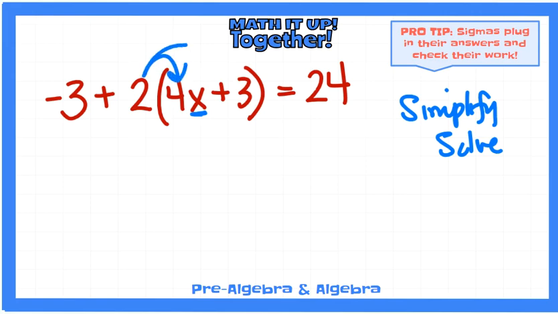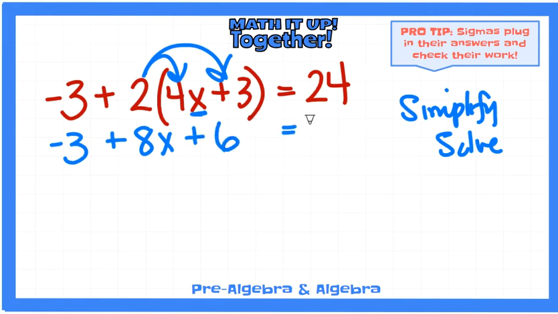So my job then becomes to distribute here. I'm going to bring that negative 3 down. I have a positive times a positive. That will be positive 8x. I have a positive times a positive again. That will be positive 6. And that is equal to 24. And now I'm going to combine like terms. So I have nothing to add to my x's. These are my only x's. But I do have a positive 6 and a negative 3. And I know a positive 6 and a negative 3 is going to give me 3.